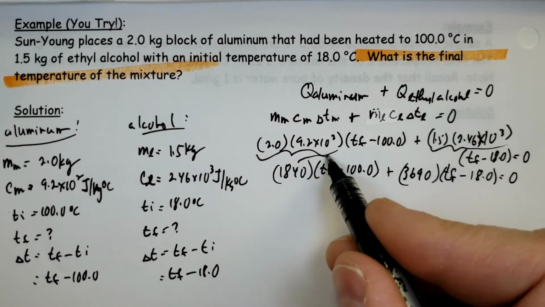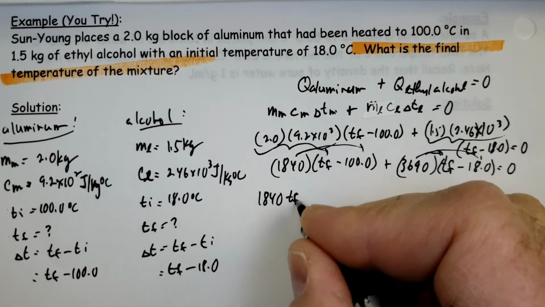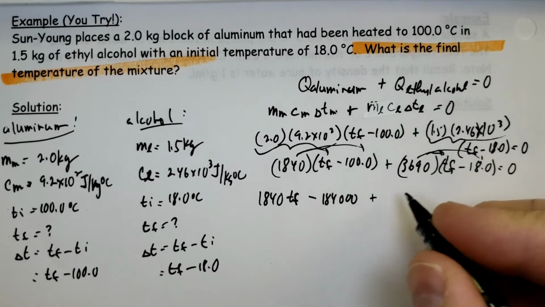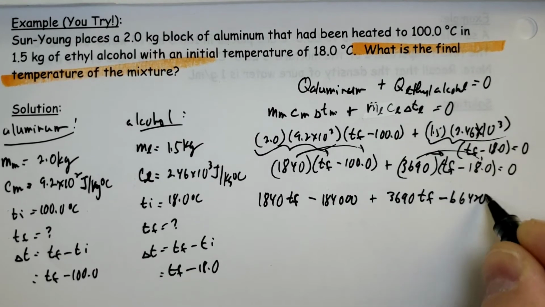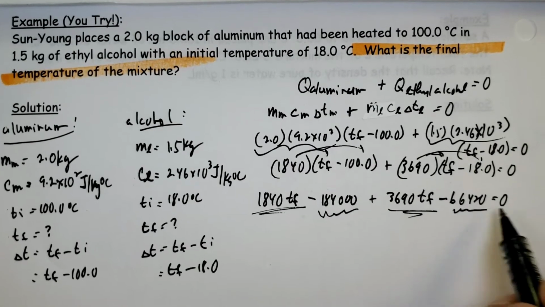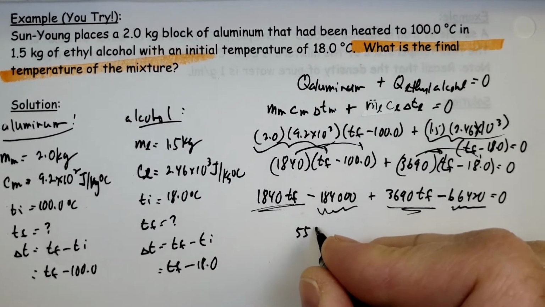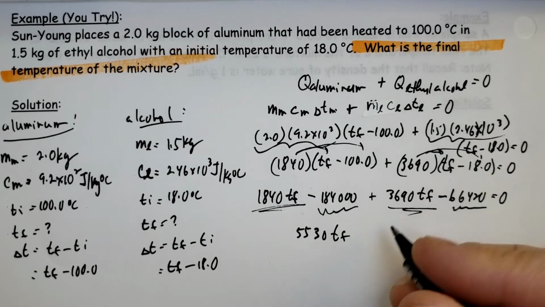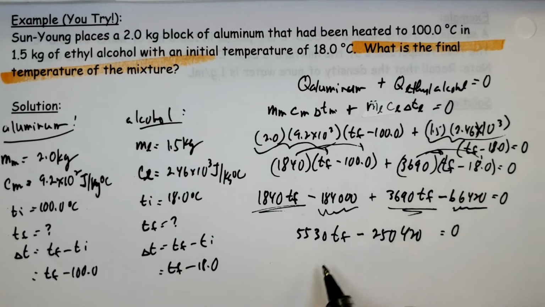Okay, and then yes, distribute. So 1840 multiplied by TF, 1840 multiplied by 100, that's 184,000. 3690, then 3690 multiplied by negative 18, and then common terms, right? I have my TF terms, and I have my other terms here that don't have a variable in them. So 1840 TF plus 3690 TF gives me 5,530 TF. Then negative 184,000 and negative 66,420 gives me negative 250,420.